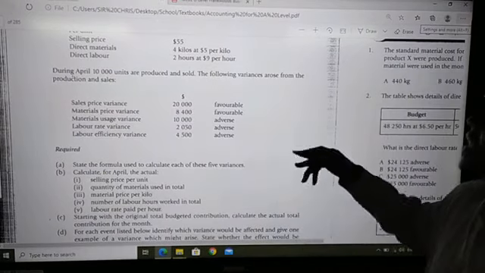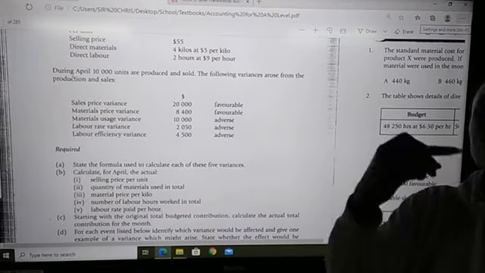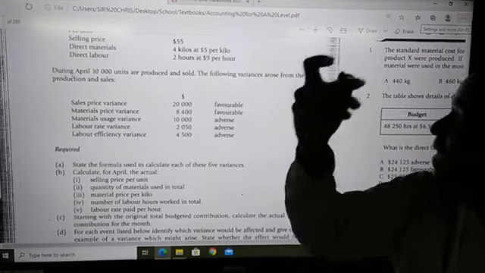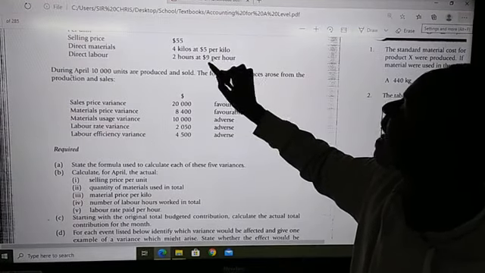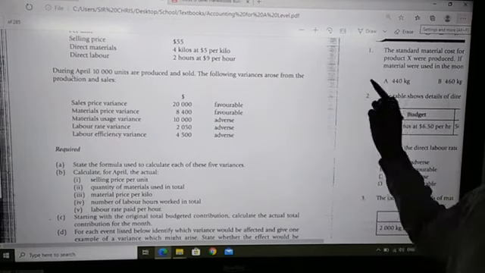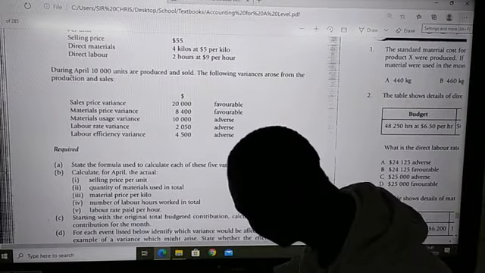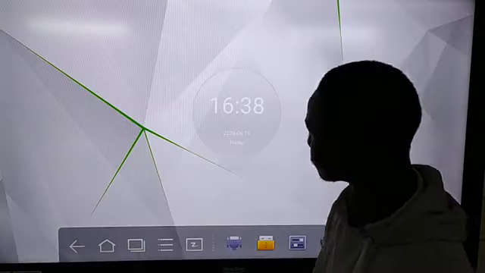We close brackets. Then outside there will be the standard rate. The standard rate is the amount which is going to be paid per hour worked. So people are being paid $9 per hour. That's our standard rate. Then when it was calculated, we got 4.5, which is adverse. Let's quickly do the question.